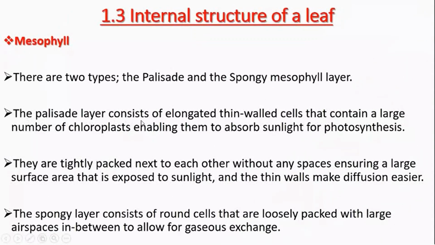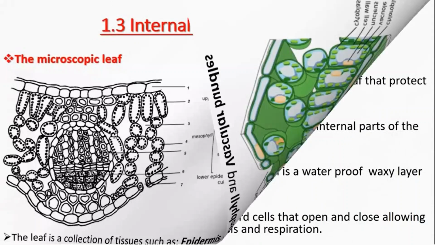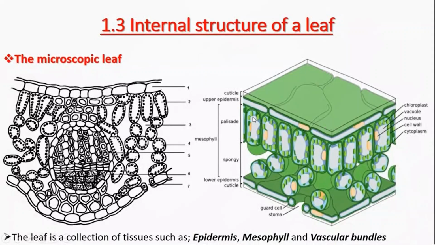The palisade layer consists of elongated, thin-walled cells that contain a large number of chloroplasts, enabling them to absorb the sunlight for photosynthesis. They are tightly packed next to each other without air spaces, ensuring a large surface area that is exposed to the sun, and the thin walls make diffusion easier. The spongy layer consists of round cells that are loosely packed with larger spaces in between them, allowing for gas exchange. So let's look at that. It said that these ones are tightly packed and these ones are loosely packed. So these ones are placed close together and these ones are placed far apart.